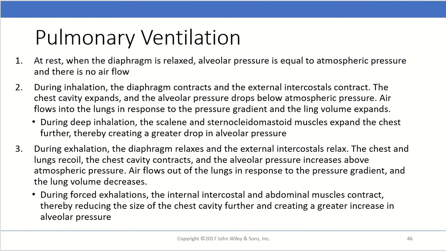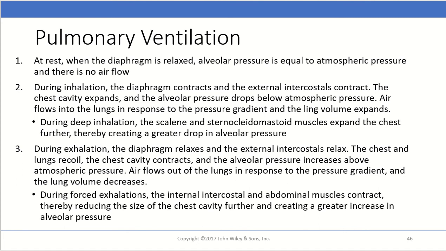During deep inhalation, the scalene and sternocleidomastoid muscles are going to expand the chest further and thereby create an even greater drop in alveolar pressure. Then during exhalation, the diaphragm is going to relax, and the intercostal muscles are also going to relax. The chest and the lungs are going to recoil, and the chest cavity is going to actively contract.